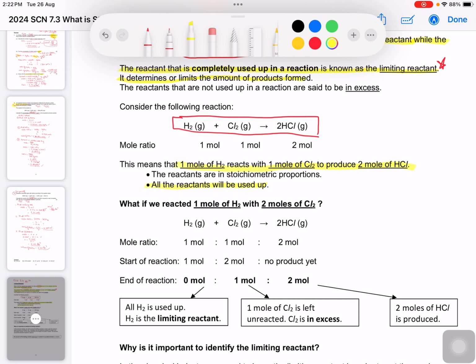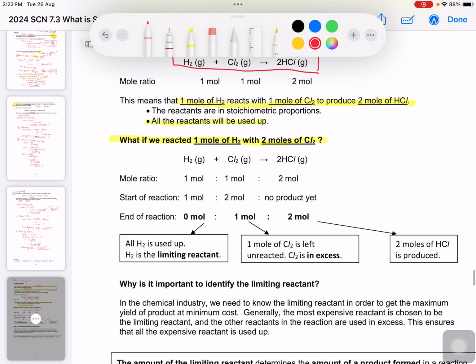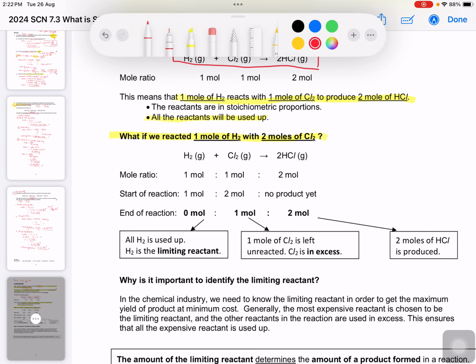What happens if we don't use the exact amount? So what happens if we react 1 mole of H2 with 2 moles of Cl2? Now comes a more interesting question. So let's look at this part now. At the start of the reaction, what do we add? We add 1 mole of H2 and 2 moles of Cl2. But there's no product yet, all right? Because the reaction hasn't started yet.